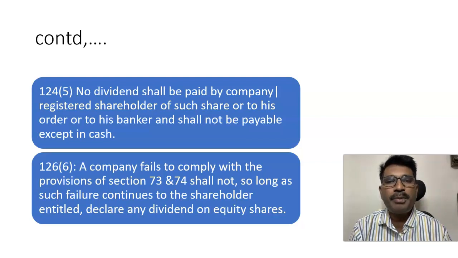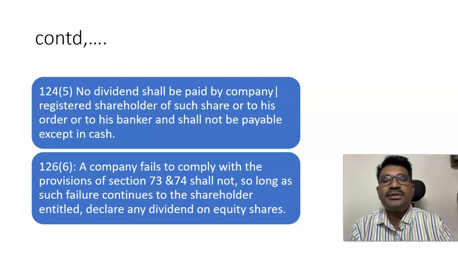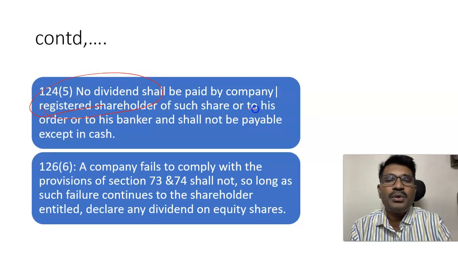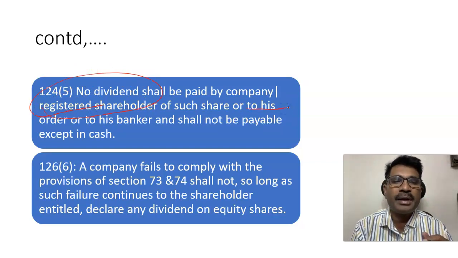Section 124 clause number 5. No dividend shall be paid by a company to a registered shareholder, or to his order, or to his banker, except in cash. So there is also a very interesting provision on to whom the dividend has to be paid. The dividend is always paid to the registered shareholder of the shares, or to his order, to somebody else, or to the banker.